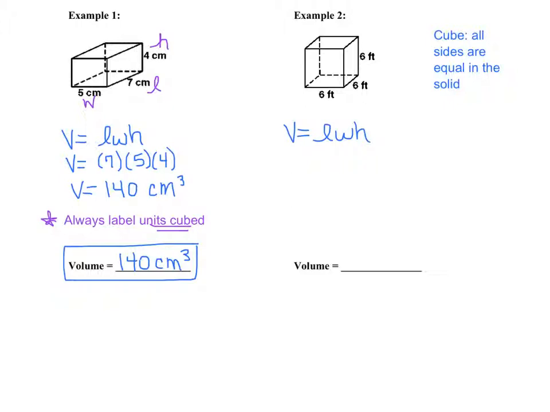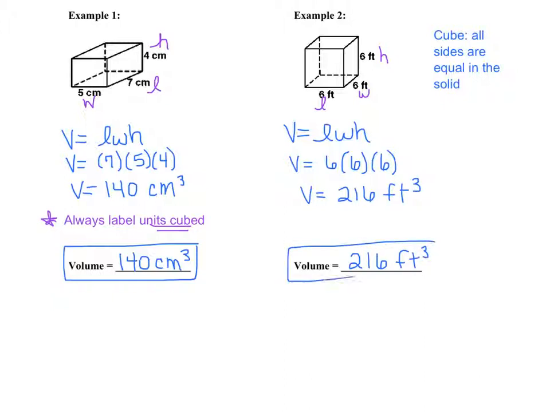Now let's label our length, our width, and our height, and replace them. Volume equals, our length is 6, our width is 6, and our height is 6. So 6 times 6 is 36, times 6 is 216. Our unit is feet, and we're going to label it cubed. Therefore, our volume is equal to 216 feet cubed. And that is our final answer.